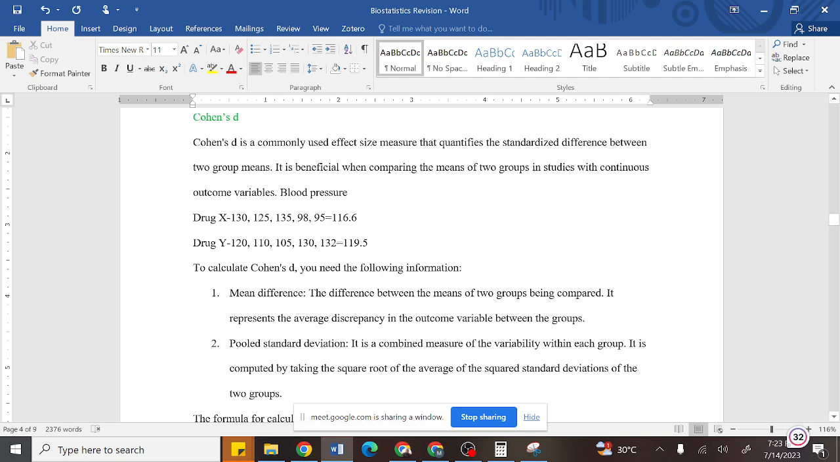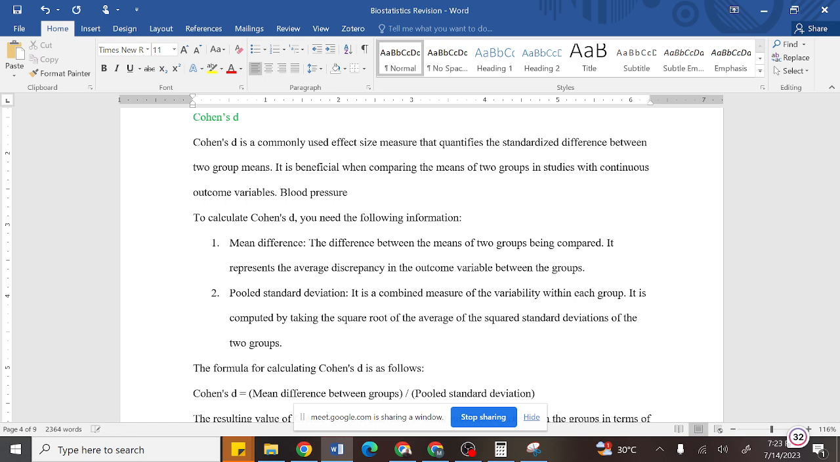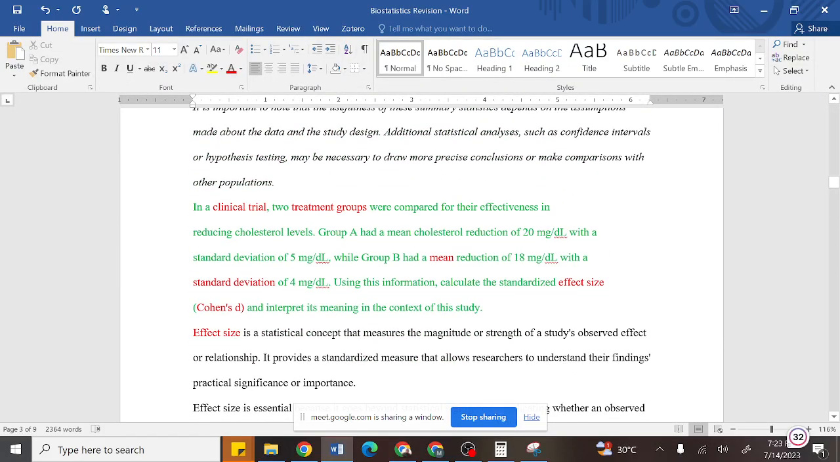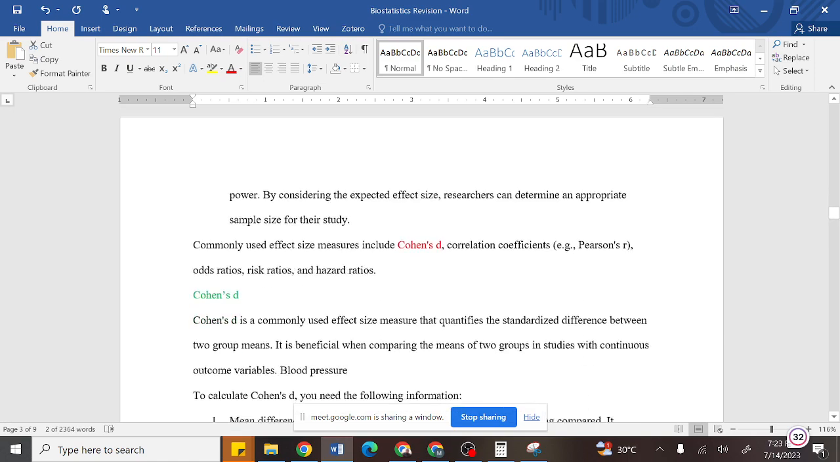But that is not the only interest that we have. The interest that we have is to calculate using Cohen's d. So how do we calculate that? The first step when you're calculating Cohen's d, which is basically what is required here in the question: using this information, calculate the standardized effect size d, using of course Cohen's d, and interpret the meaning in the context of the study.